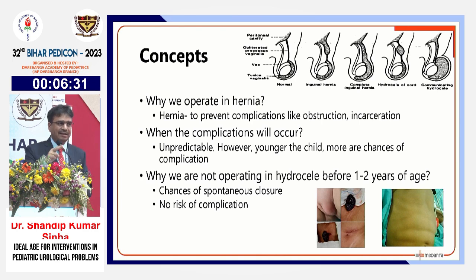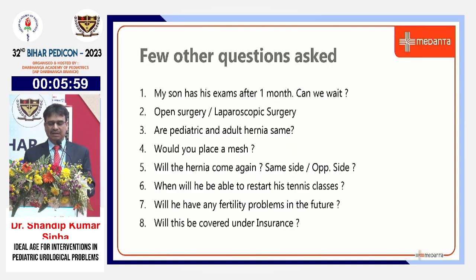On the other hand, if you see the hernia, the maximum complications in hernia occur within the first year of life, more so if the child is premature in the NICU, and that's why we want to operate. And when the complication will occur, no one knows. It can happen today, the child has been shown to you, and it can happen at night, or may not happen for the rest of the year also. So this is an unpredictable situation, and that's why we do not want to take any chance in this clinical scenario. There is no risk of complication with congenital hydrocele.